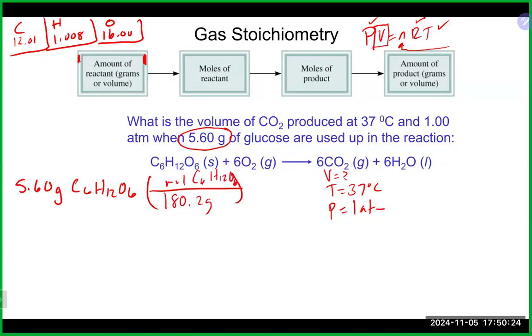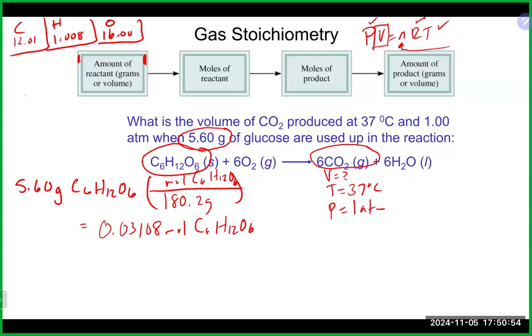By the way, this is just a basic stoichiometry problem, as obviously we're not given anything about the other reactant there. So just a basic stoichiometry problem here. So we'll do our 5.6 divided by 180.2. Going to get 0.03108 moles of C6H12O6. Remember that we do want to get to CO2, so this is where the stoichiometry part comes into play.